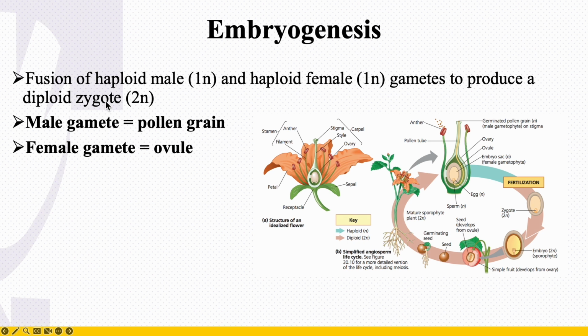And so the male gamete is the pollen grain. And that pollen grain comes from the anther. So on that anther, the pollen is developing in order to fertilize an egg. And so the female gamete is the ovule, and that ovule is inside of the pistil.